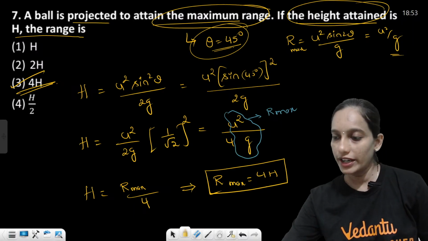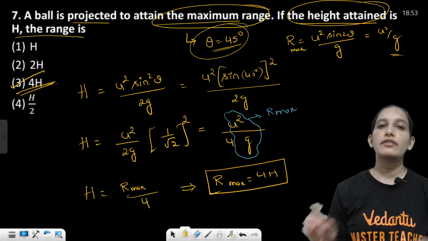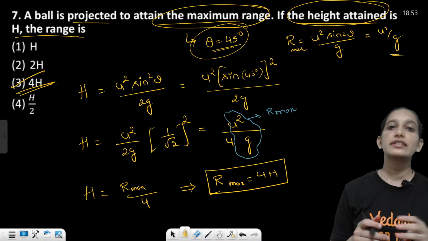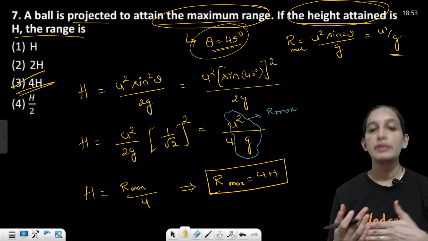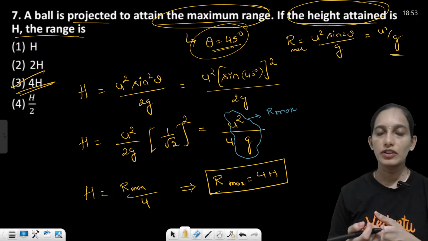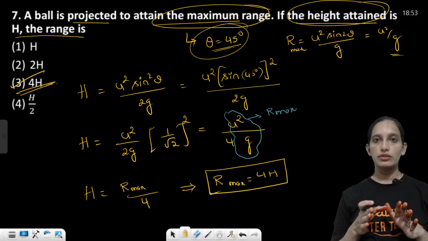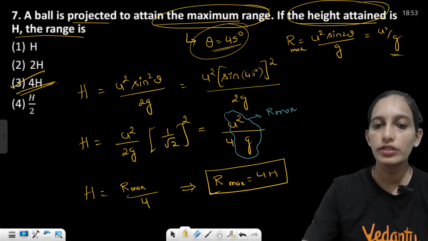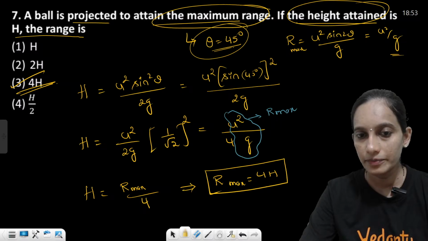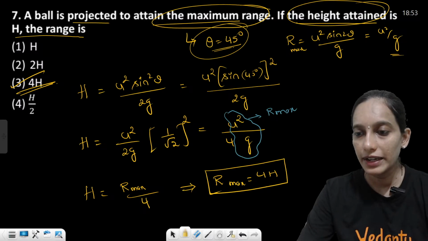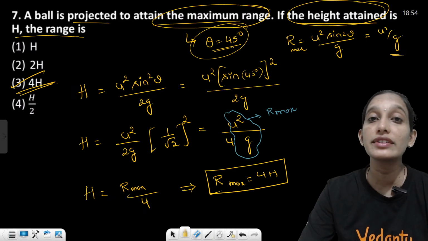Yes, 4h is the. So please remember, when the range is maximum, the height in that particular case is such that 4h equals R max. Or height will be maximum range by 4 always. So you should know that; remember it as a shortcut formula. Okay? Yes, h is equal to R max by 4. This is applicable only when theta is 45 degrees.